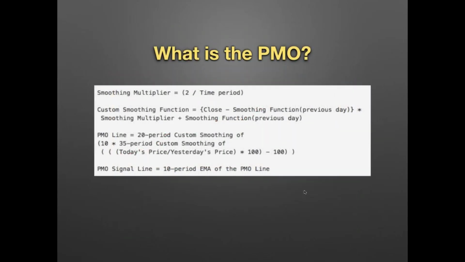So what is the PMO? Here's for you math geeks and math wonks. Go ahead and take a picture of this. I don't really want to go through the entire function, but we have a smoothing multiplier. Then we have a smoothing function. You use these two to come up with the PMO line. And the PMO signal line is simply a 10-day or a 10-period exponential moving average of the PMO line. So that's how you get the signal line.